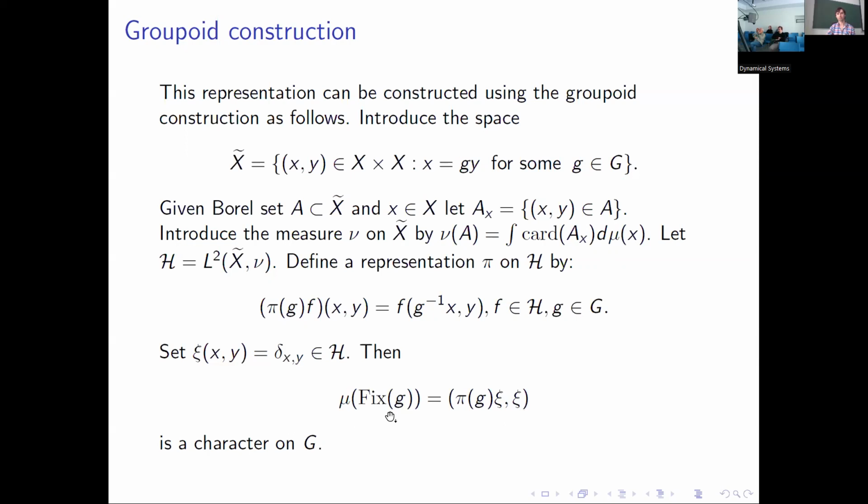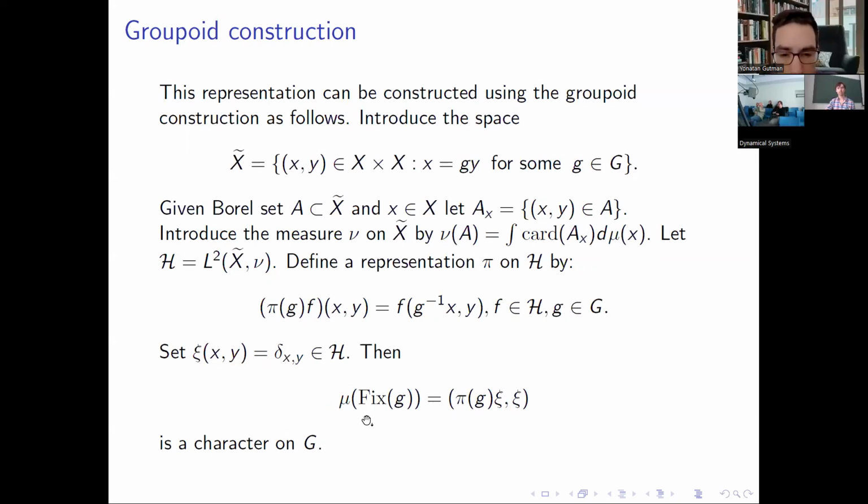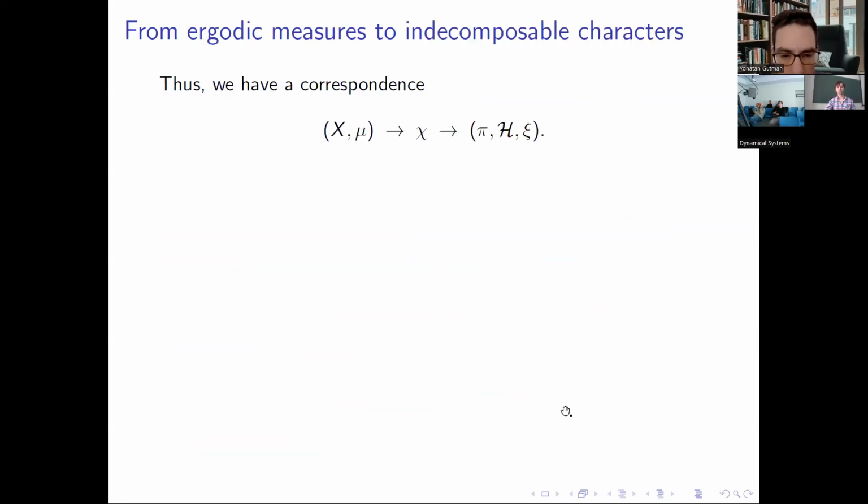The measure of fixed points of g will be equal to the scalar product of pi of g psi with psi, just apply this formula. And this implies that this formula defines a positive definite function on the group G.